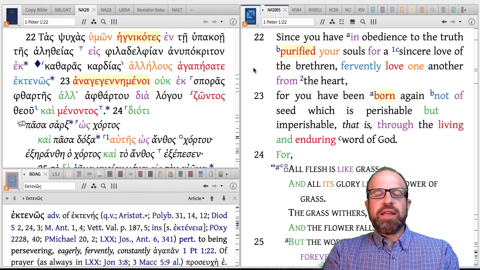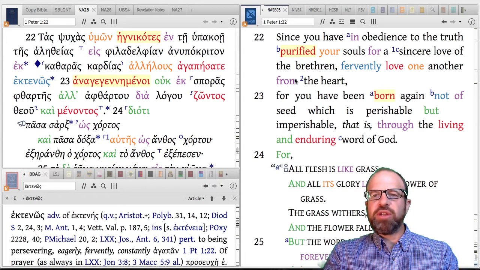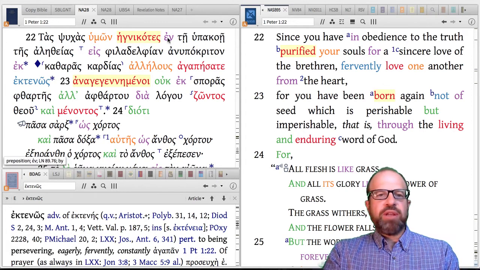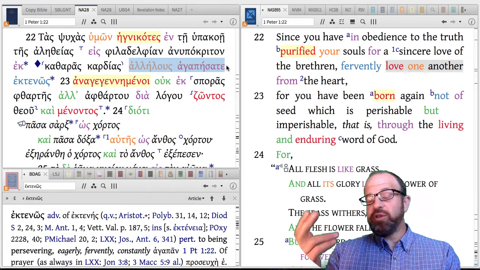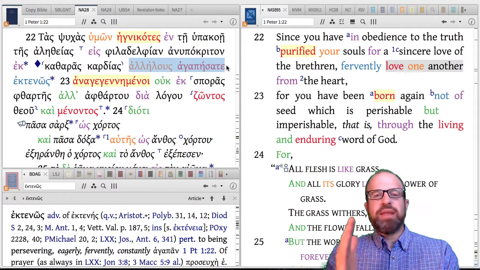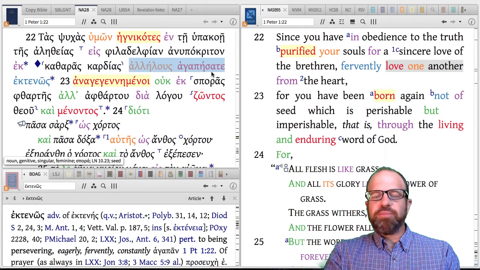Well, let's begin. I'd like to begin by just asking you, what is the main sentence in this verse? There's a lot going on here. We see several prepositions, three, and we can look at the corresponding Greek text. I have the Nestle-Aland 28th edition here. The main sentence is actually found right here. That's the main sentence with subject, verb, and direct object. And it's simply love one another.